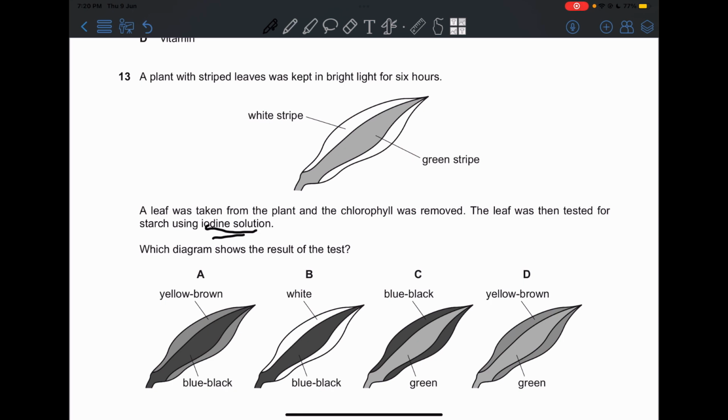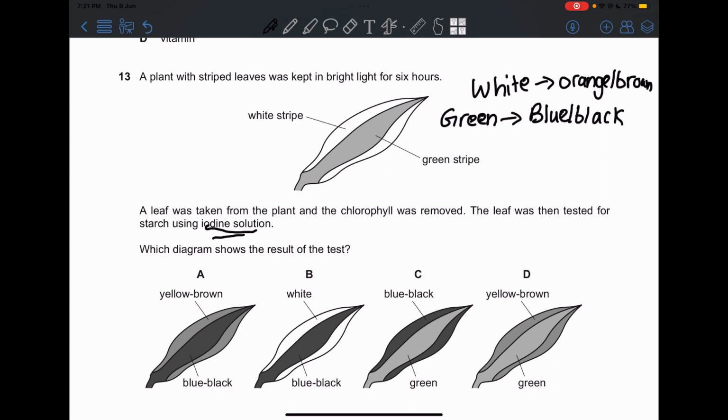Now, we know that any white part will turn into orange-brown. That's because the iodine solution is actually orange-brown in color without any reactants or any substance. So the white will just turn into the iodine solution color. Now, any green part will become blue-black. That is because the blue-black will be a result of the green color and the orange-brown reacting together to give us the blue-black color.